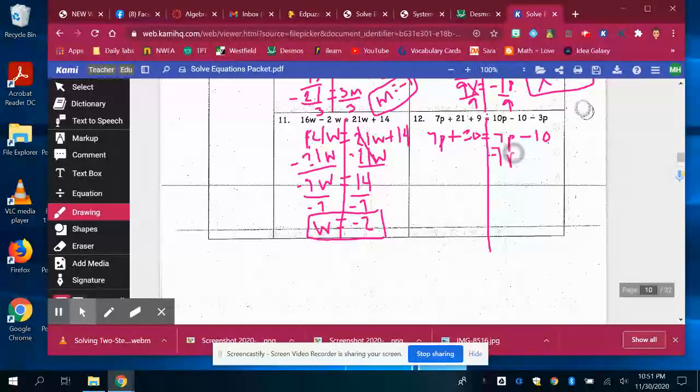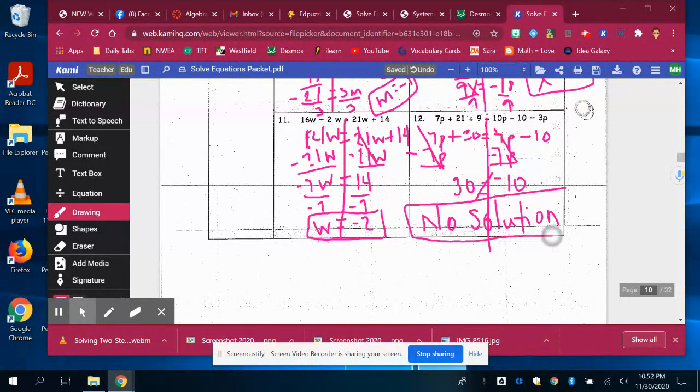So I'm going to move 7p by subtracting it. On the right side, they cancel. I get negative 10. On the left side, they cancel. I get 30. Notice I have 30 equals negative 10. Is that true? I don't think 30 will ever equal negative 10. So it is not equal. And this is what we would call a no solution answer.